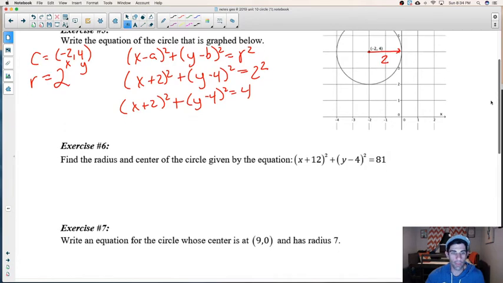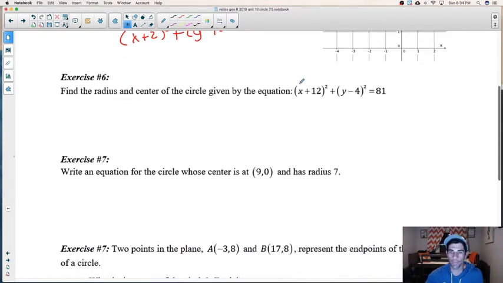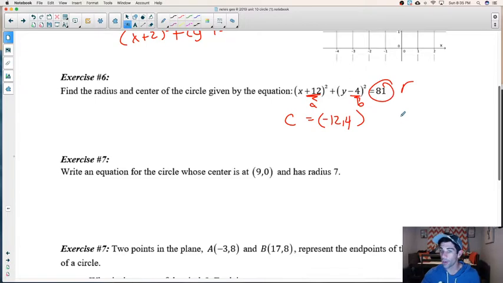Here we go. Find the radius and the center of the circle given in this equation. So right here, this is going to tell you the center. Okay, that's going to tell you the center. And now what did I just say 5 seconds ago that you do to those signs? Change them. So it's going to be negative 12, positive 4. This tells me my radius, but remember the formula is x squared plus y squared equals r squared. So r squared is 81, which means r is 9. So your radius is going to be 9 because I square rooted that. So there you go.